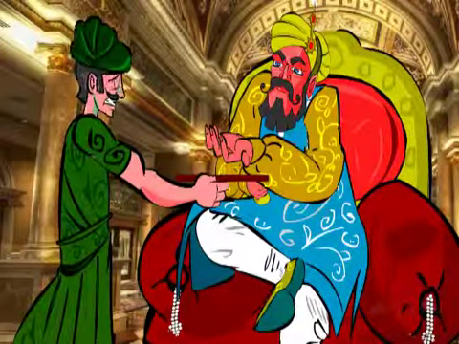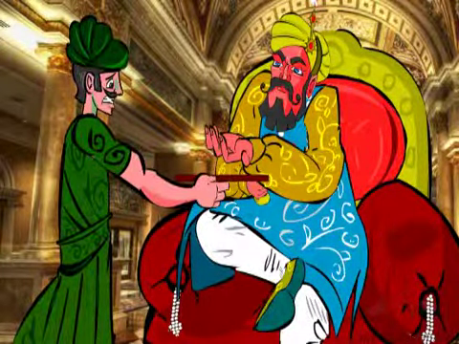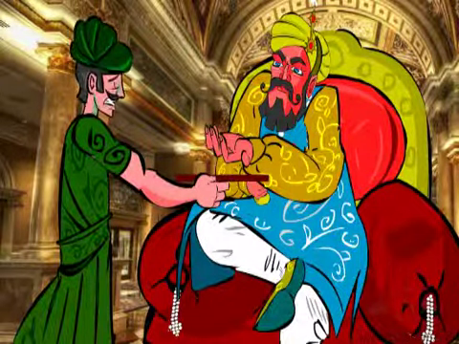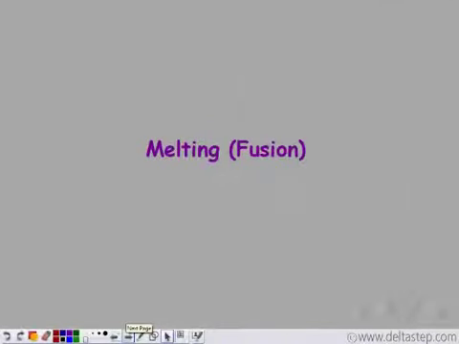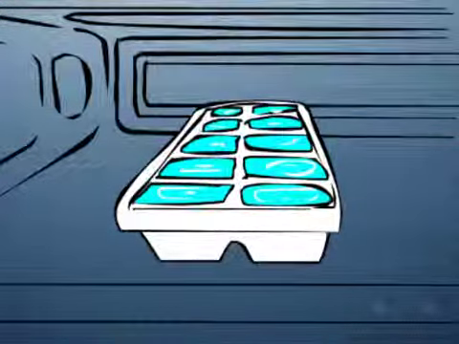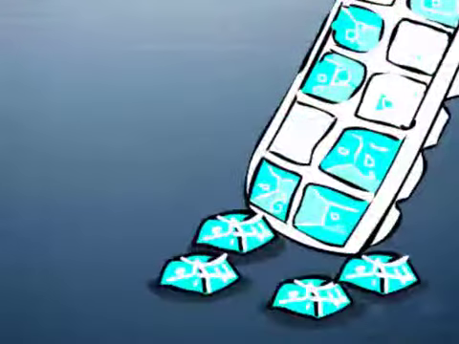So what happened to the ice? Where did it vanish? Well, we know it melted. This process of melting is also known as fusion. This is something that you observe every day. When you take out an ice tray, the ice cubes, if you leave them for some time, they melt.